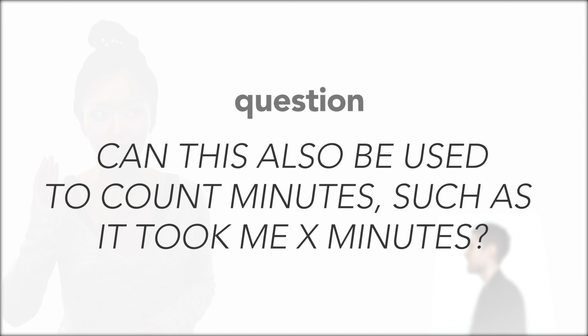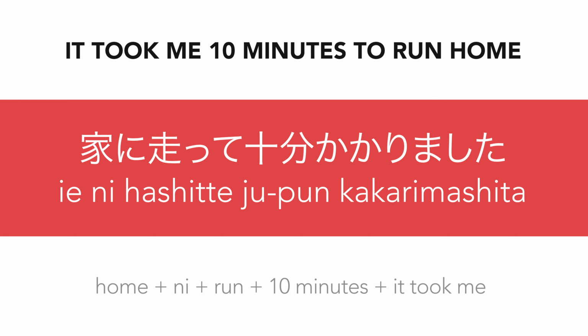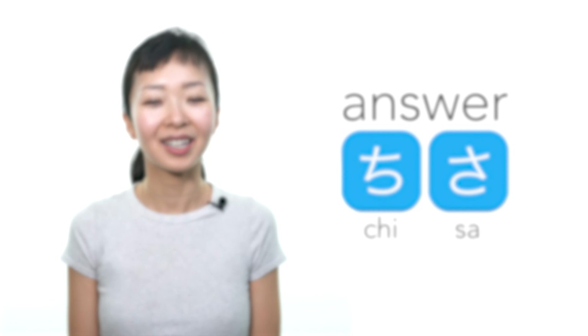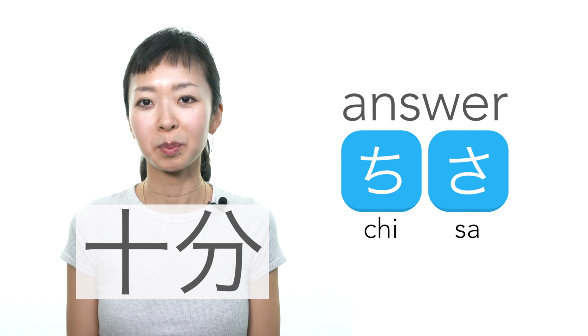Can this also be used to count minutes, such as to say, it took me 10 minutes to shower today? Oh, yeah. It's different from hours. It's easy. You just go by 分. 家に走って10分かかりました. So that means it took me 10 minutes to run home. I guess it's pretty long, but I hope you picked up 10分.